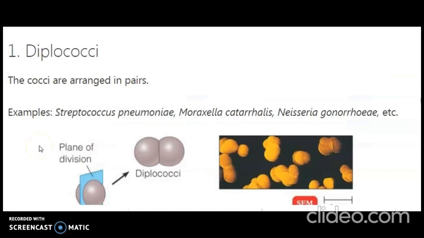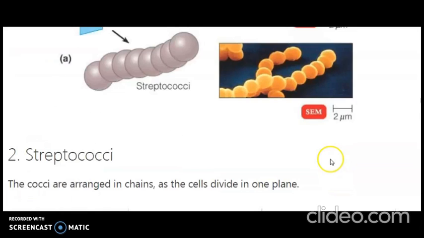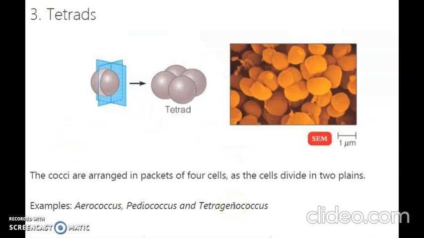The examples of diplococci include Streptococcus pneumoniae, Moraxella catarrhalis, Neisseria gonorrhoeae. The streptococci are arranged in chains as the cells divide in one plane. In tetrads, the cocci are arranged in packets of 4 cells as the cells divide in 2 planes.